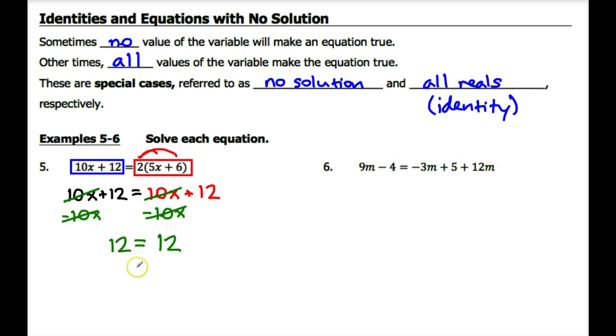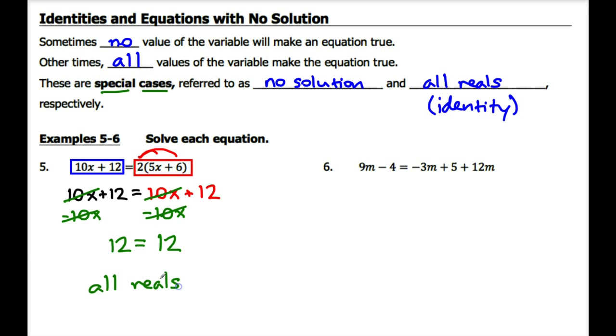And so the point of this is the variable goes away completely when we solve this equation. Whenever that happens, that tells you that you have one of these special cases. And so now you just have to determine, is this a true or a false statement? Well, 12 does equal 12. That's a true statement. And so we would say that the answer to this is all reals.